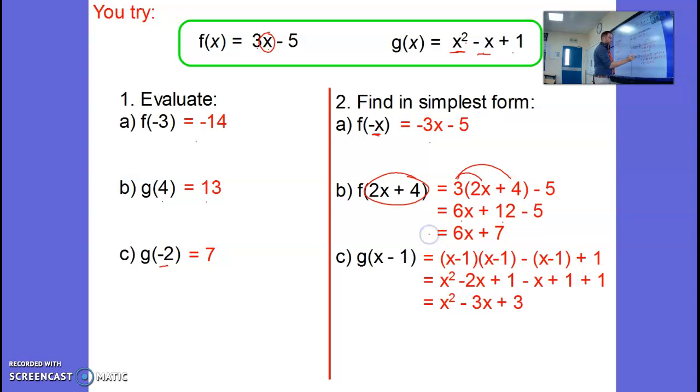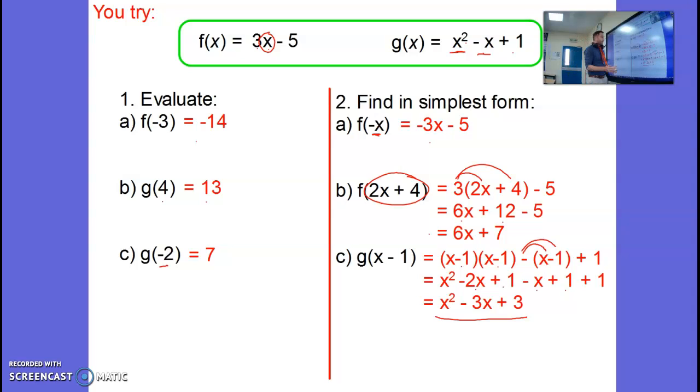6x plus 7. The last one is the tricky one because we've got to multiply out or square an expression with 2 terms. And so we end up with x squared minus 2x plus 1 minus x plus 1. Be careful of that minus times a minus there. And then add 1 and it simplifies to x squared minus 3x plus 3.